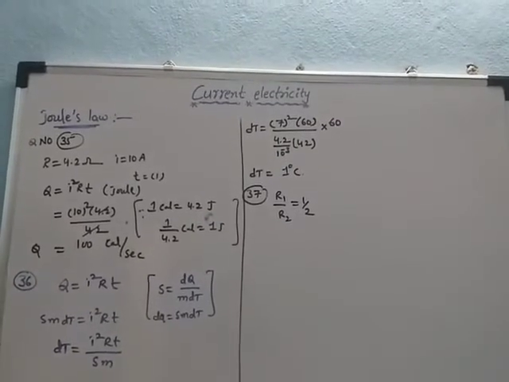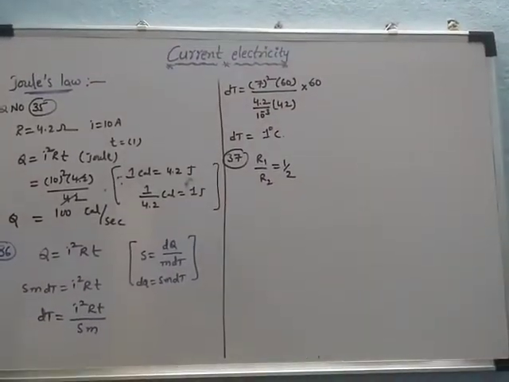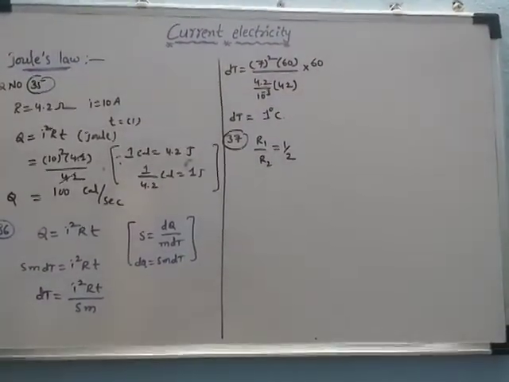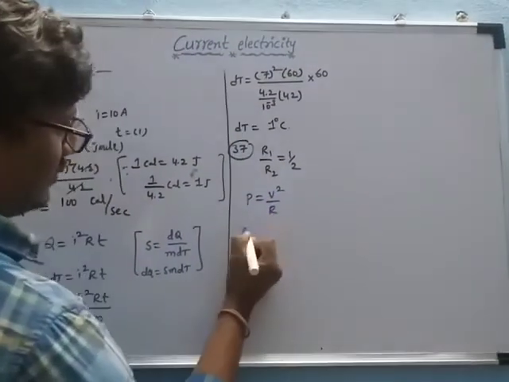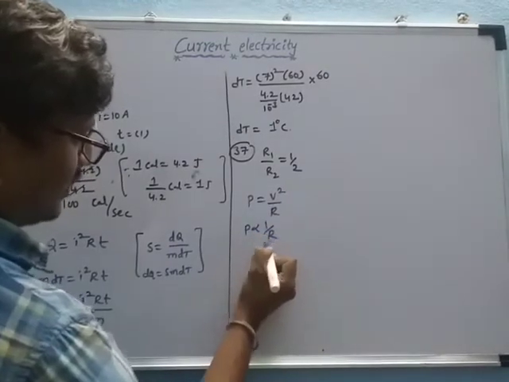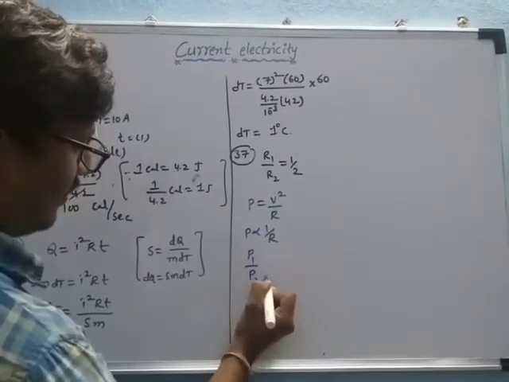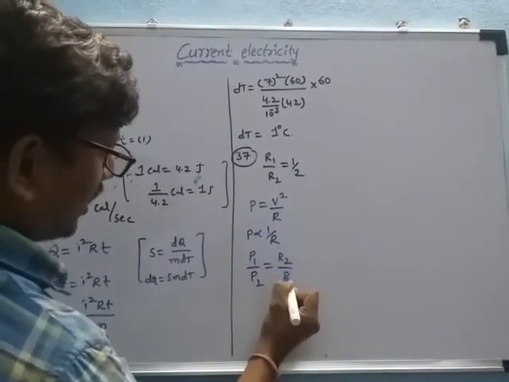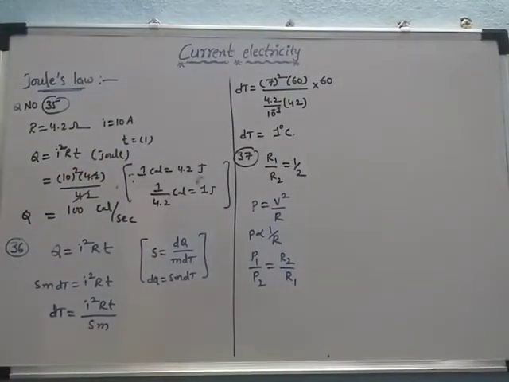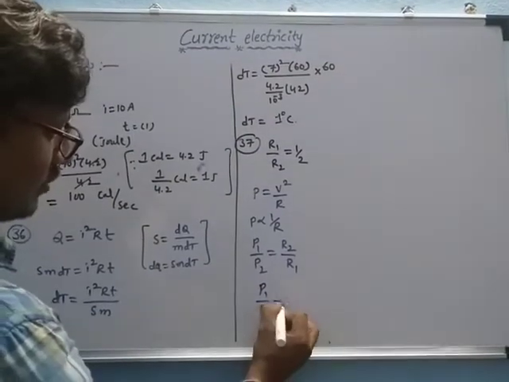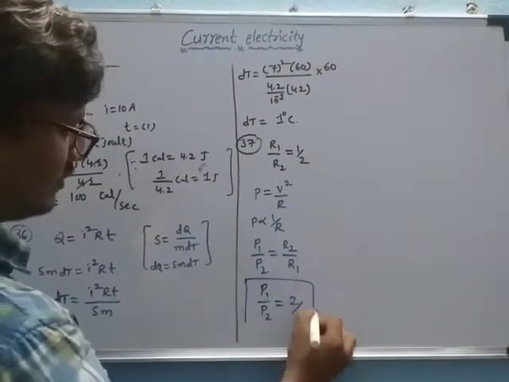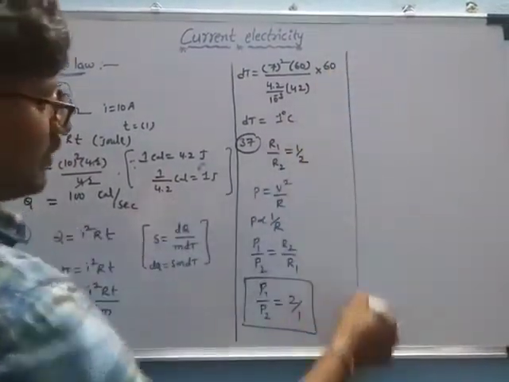The power dissipated, the formula: the power is equal to V square by R. That means the power is inversely proportional to resistance. Then the ratio P1 by P2 is equal to R2 by R1. Then right here, P1 by P2 is equal to how much? 2 by 1, because it is inversely proportional.